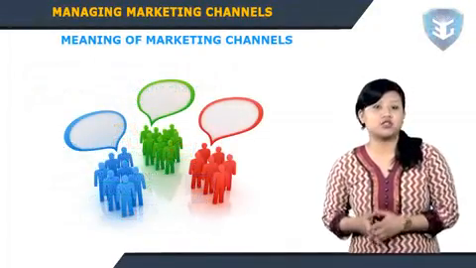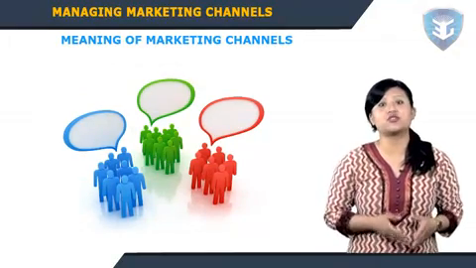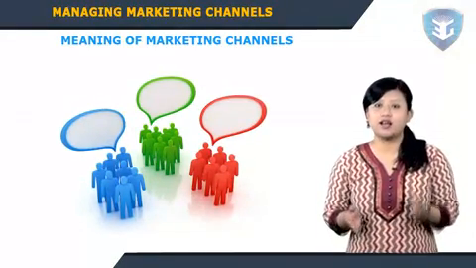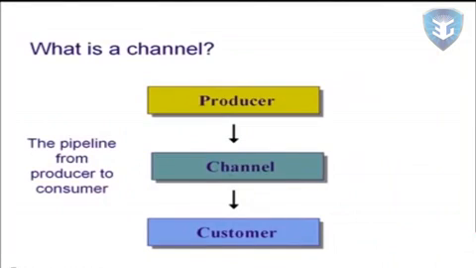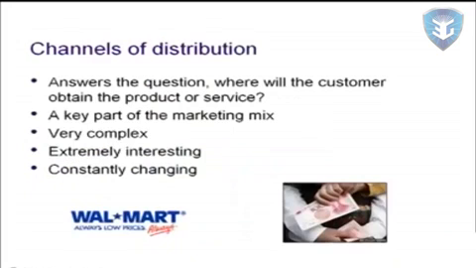Thus, a channel of distribution is the route or the path along which goods move from the producers to the ultimate consumers. What is a channel? I think the best way to think about it is that a channel of distribution is the pipeline of a product or a service from a producer to the consumers.